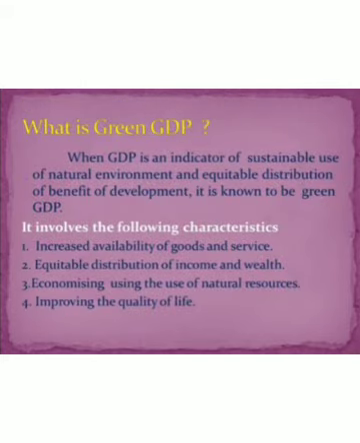What is green GDP? When GDP is an indicator of sustainable use of the natural environment and equitable distribution of the benefits of development, it is known as green GDP. That means it will include increased availability of goods and services, and equitable distribution of income and wealth. Along with it, it will check the use of natural resources, that means economizing the use of natural resources, and it will also check the quality of life, whether the quality of life is improving or not. So along with the development concept, it will also give importance to the environment and the quality of life. That is called the green GDP.